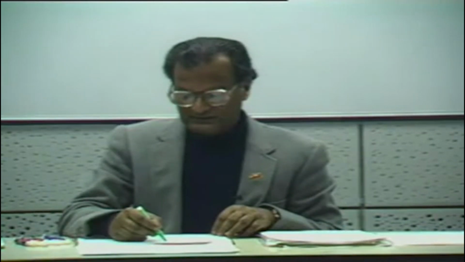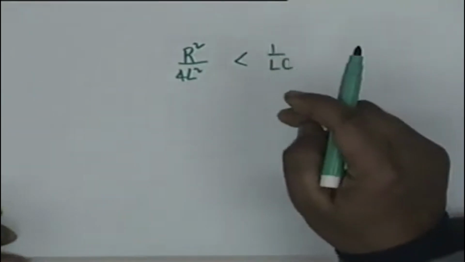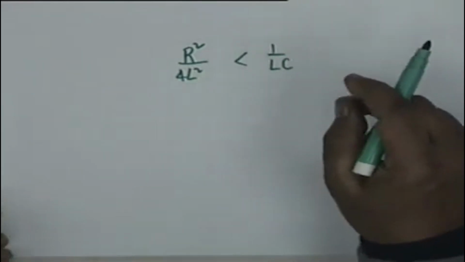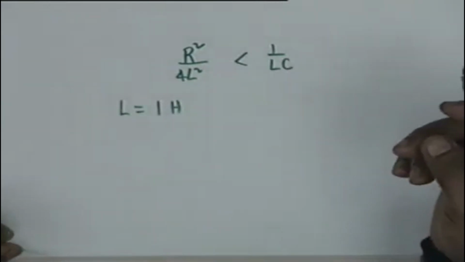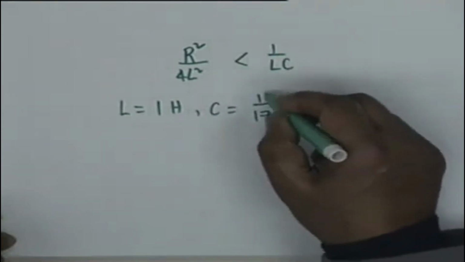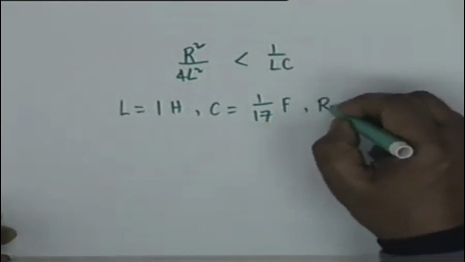We can take an example at this point. This is the general solution. The condition is that R squared by 4L squared should be less than 1 by LC. This is the condition under which oscillations take place, and the oscillations shall be damped oscillations. Now there are various combinations of R, L and C which satisfy this, but one of them, let's say C is 1/17 farad. We have taken a peculiar value so as to get nice numbers, and capital R equal to, let's say, 2 ohms.